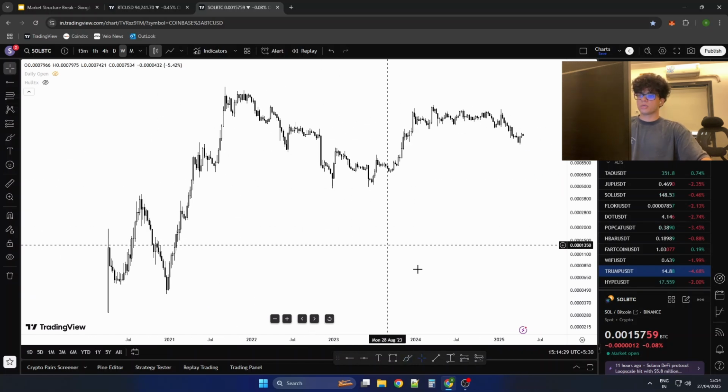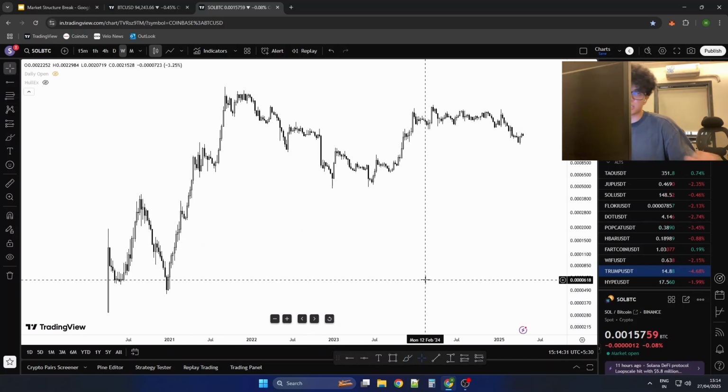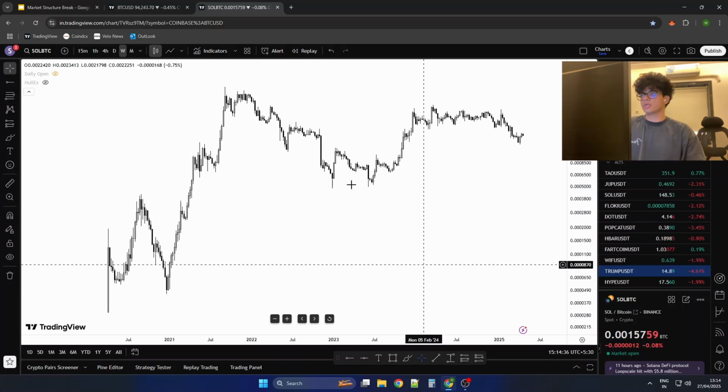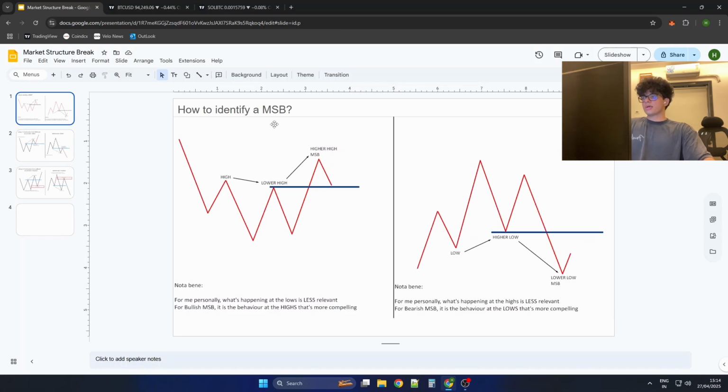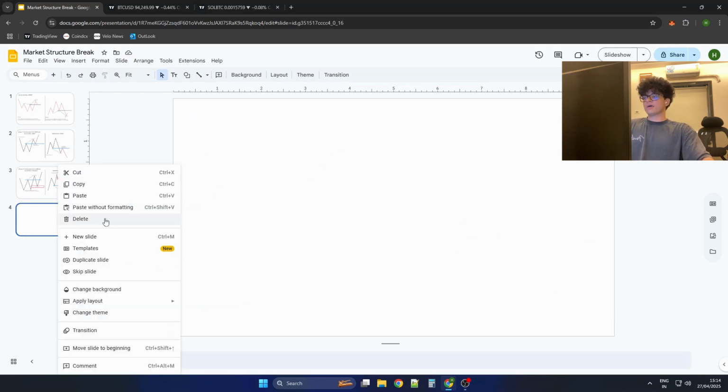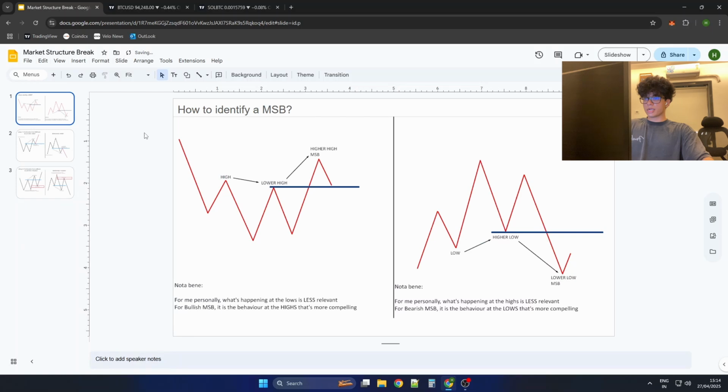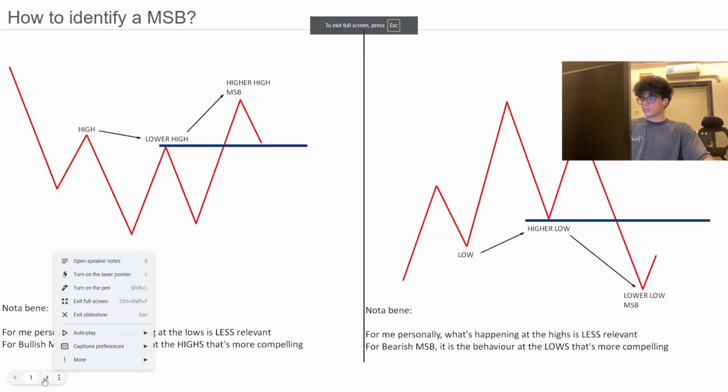Moving on. So this market structure offers you three types of setups, right? So let's get into them. First I'm going to tell you guys how you can identify a market structure break. So the whole premise of market structure setups lies on this, right? So here let me present this.